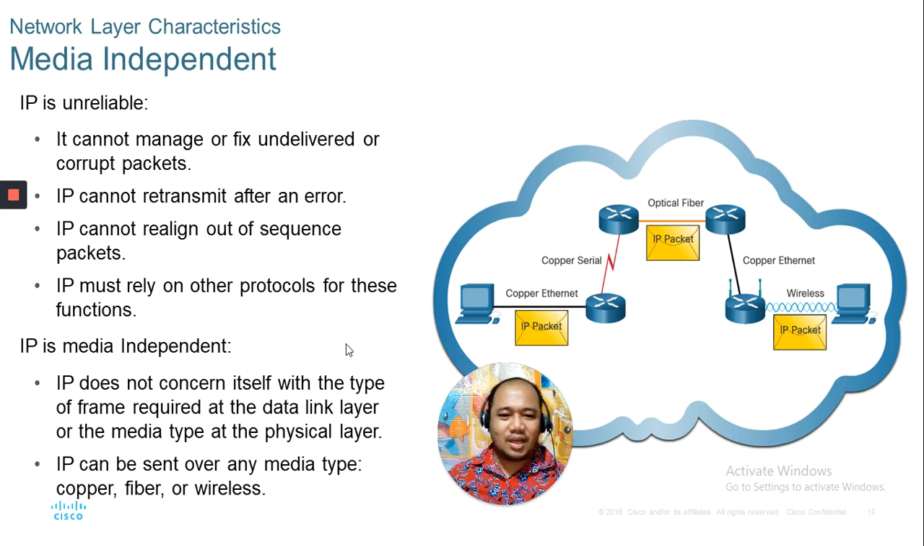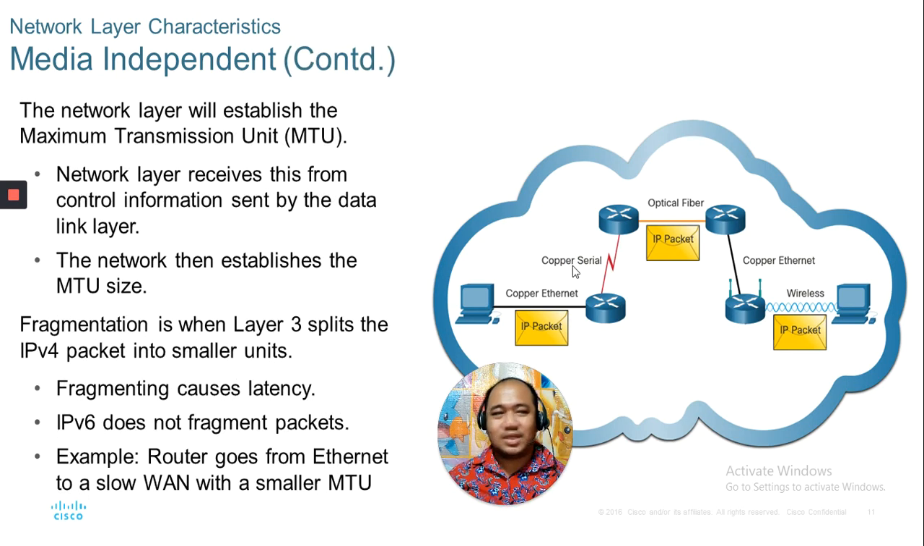Media independent: for as long as the sender sends a packet to the recipient, it does not care what media you are using, whether UTP, STP, coaxial cable, transmitted over a serial connection, fiber optic, or wireless connections. If we are talking about media independent, the network layer establishes a maximum transmission unit. As you can see in our previous videos, this is similar to the maximum frame. The maximum MTU is 1,500 bytes, and the minimum starts at 64 bytes.